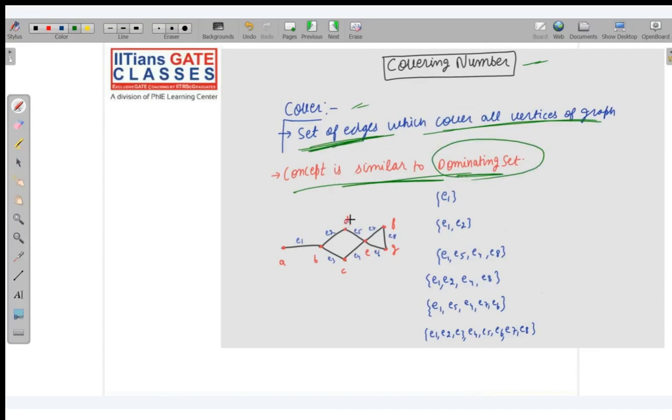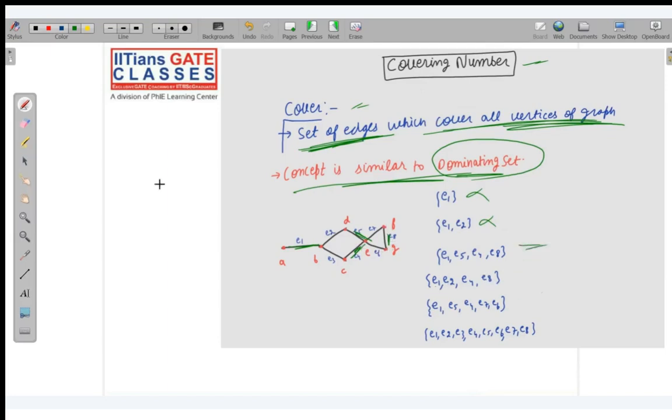So for example, see this. I have to cover all the vertices of the graph. If I take E1, obviously E1 is not the answer because it will cover only two vertices, A and B, but not the other vertices. E1, E2? No, because we are left with C, E, F, G. We have not covered them. E1, E5, E4, E8. Everything is covered now. AB is covered. DE is covered. C, A, E, F. Yes, it is okay.